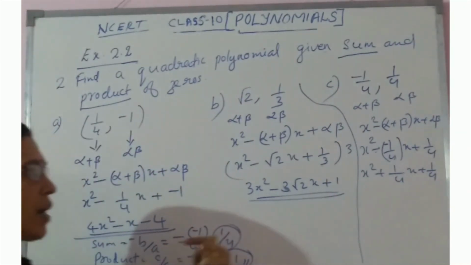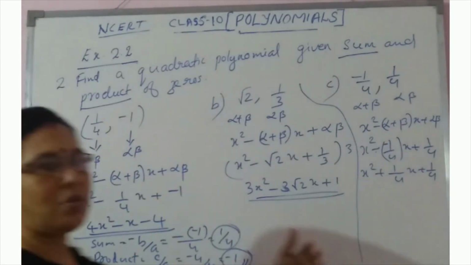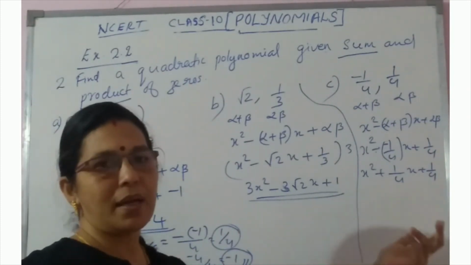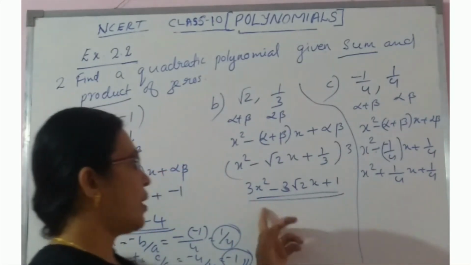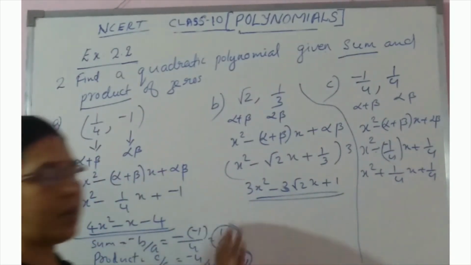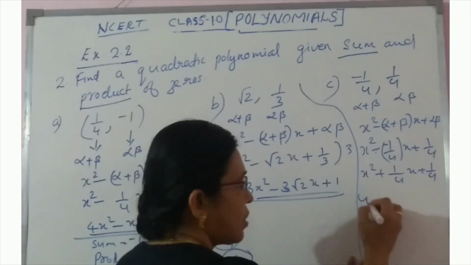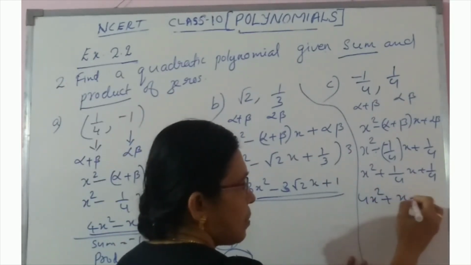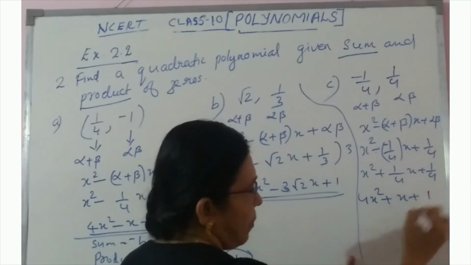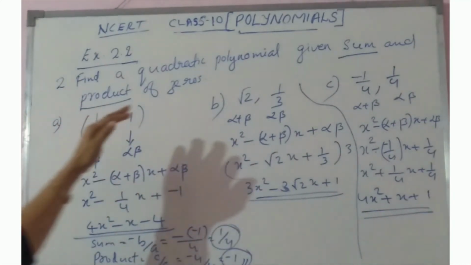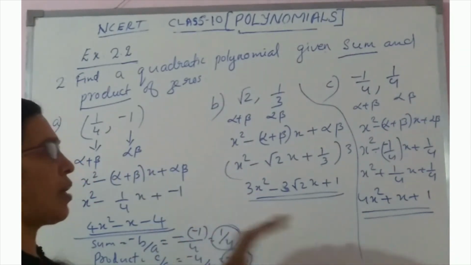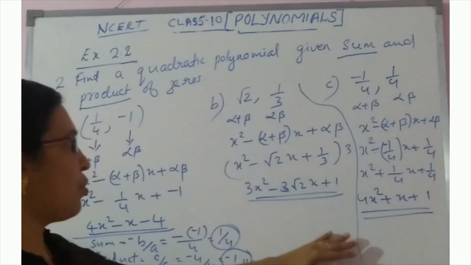Why have I taken these fractions now? For the remaining questions, if it comes without fraction, you can apply the formula directly and leave that quadratic form. If it is coming in fraction, you have to take this last step, so that is why I have taken all the fraction questions. So 4x square plus x plus 1. So this is the quadratic form, or how to form a quadratic polynomial if the sum of zeros and product of zeros are given.